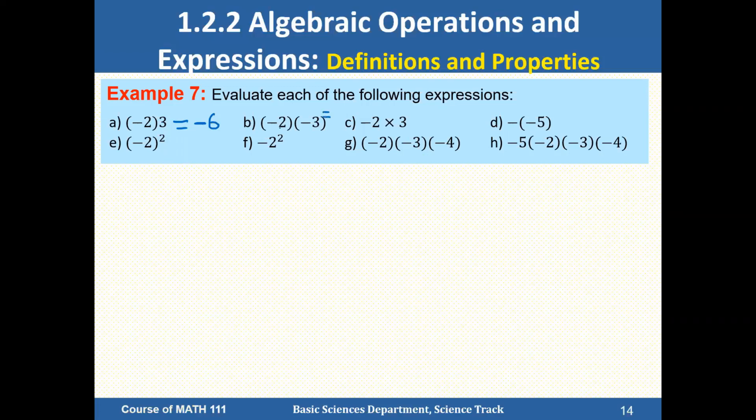Minus 2 times minus 3: minus times minus gives plus, 2 times 3 is 6. Negative 2 times 3 gives me negative, and 2 times 3 is 6. Negative 5 equals 5.